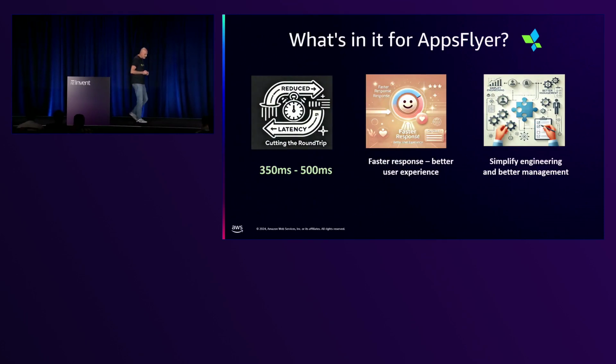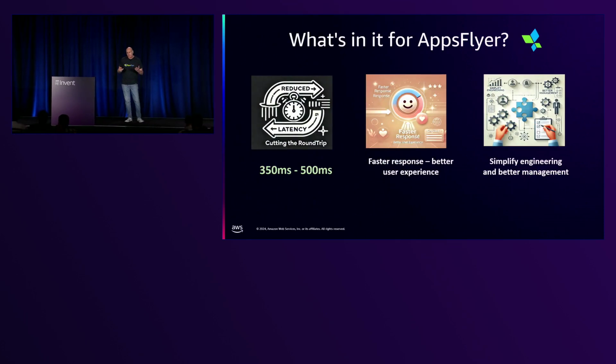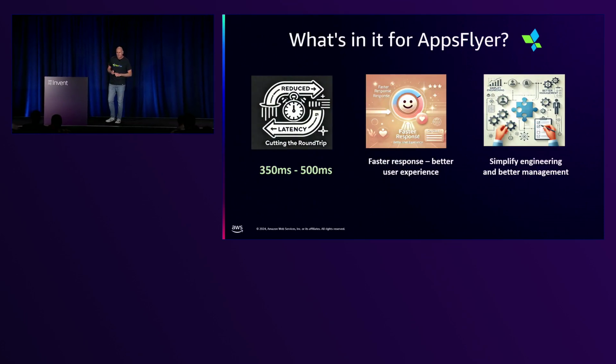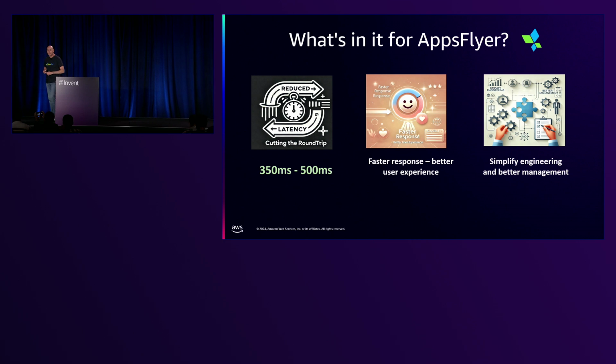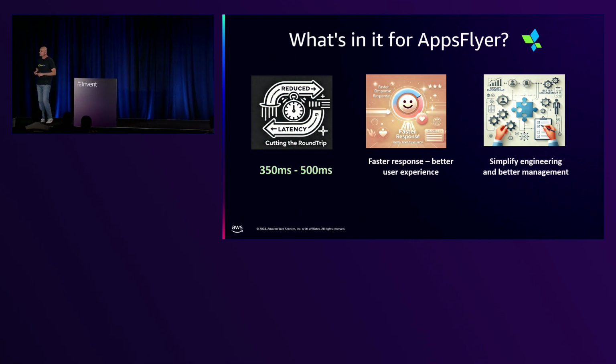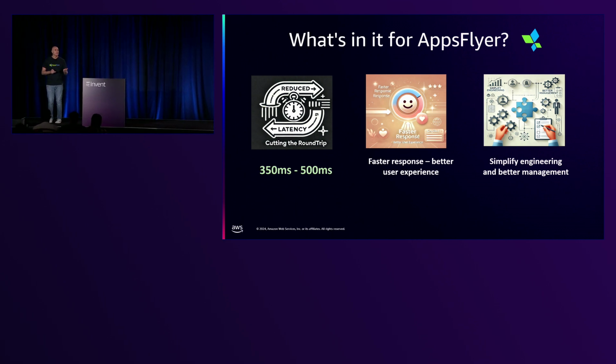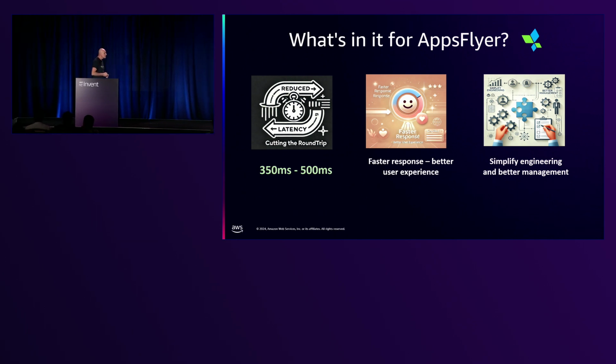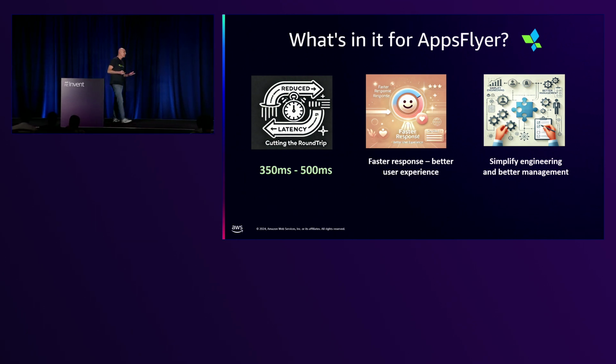Really, if I would summarize it, what's in it for AppsFlyer? First of all, we reduced the latency. 300 milliseconds up to 500 milliseconds, reduced the latency dramatically. It's around 30% improvement in latency. Users will not abandon the flow. We bring them to the store very fast. Users are happy. Customers are happy.